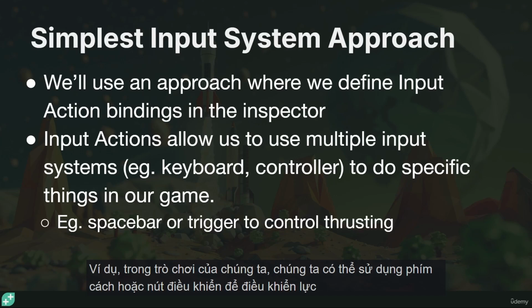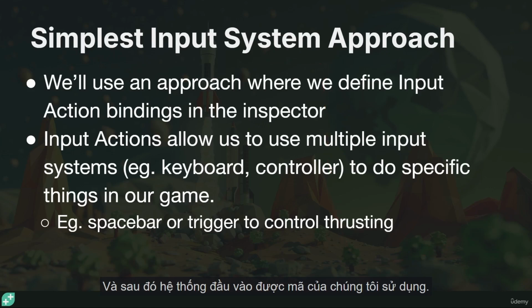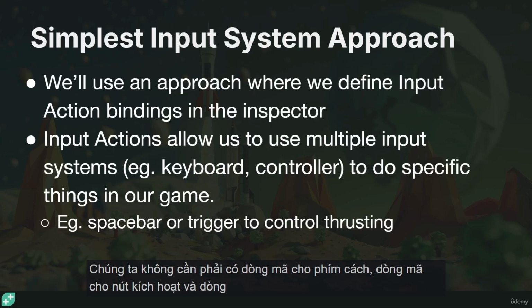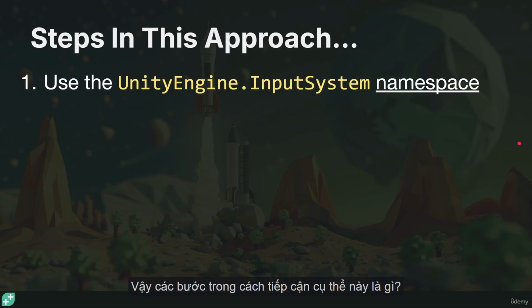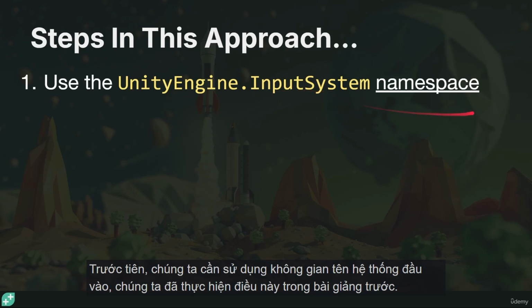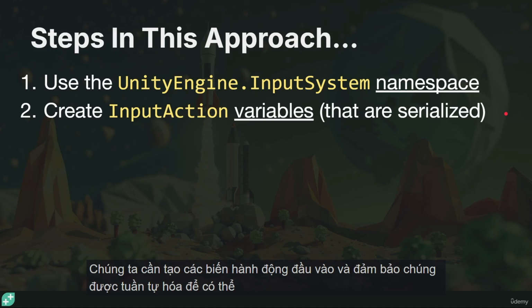For example, we might have the spacebar, or we might have the controller trigger to control thrusting. So it's two different types of input going into this interface, which is our input system, and then the input system is being used by our code. We don't have to have a line of code for spacebar and a line of code for trigger and a line of code for mouse, etc. And so what are the steps in this particular approach? Well, first of all, we need to use the input system namespace, which we did in the last lecture. We need to create input action variables and make sure they're serialized so we can see them in the inspector.